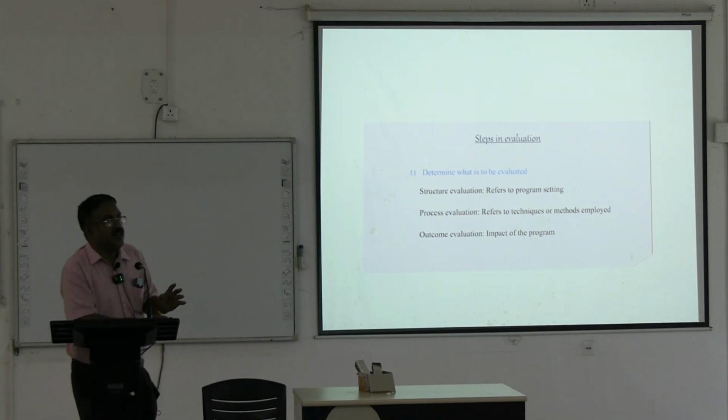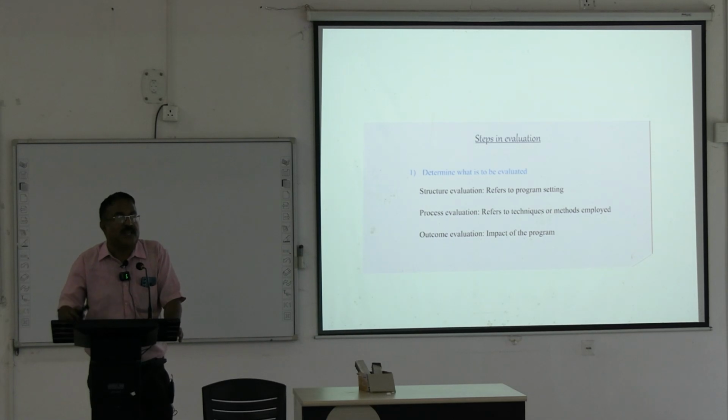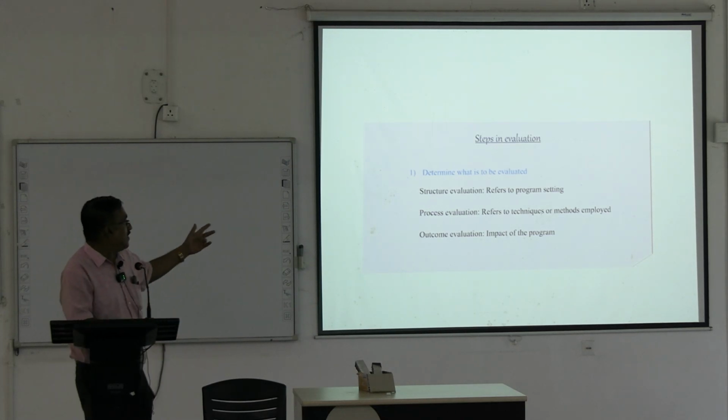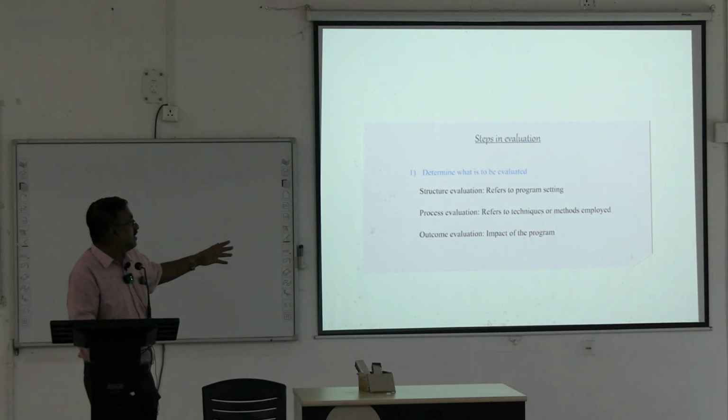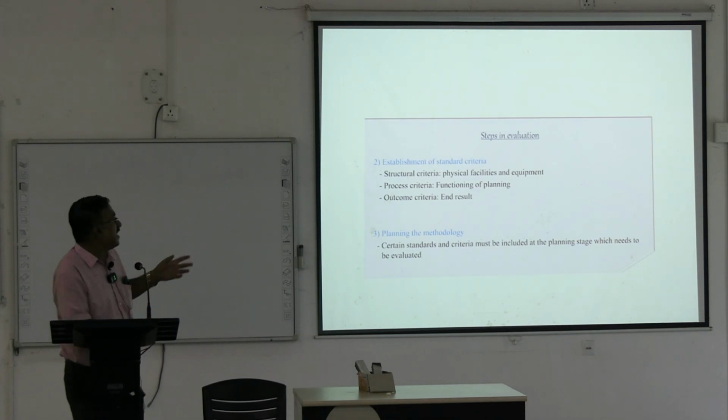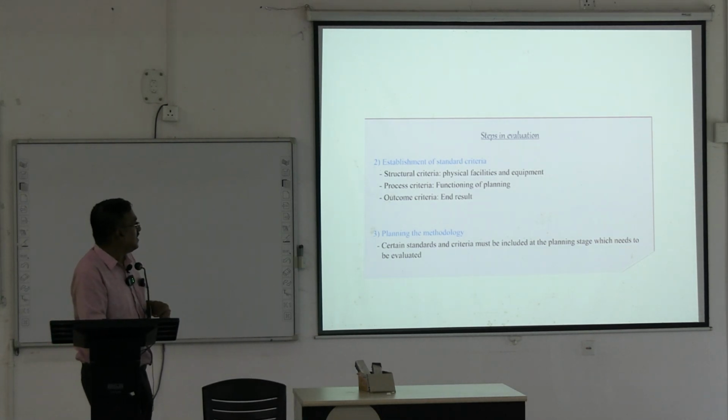Say, for example, you are giving mosquito nets to everybody. There should be a decrease in malaria cases or dengue cases. But if there is no decrease, that means something is wrong. So, it refers to techniques or methods employed. Outcome evaluation is the impact of the program. Then again, steps of establishment of standard criteria: structural criteria, physical facilities and equipment; process criteria, the functioning of planning; and outcome, the end result.